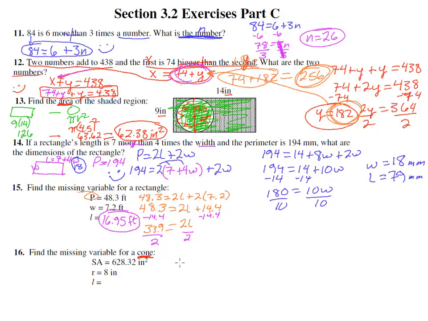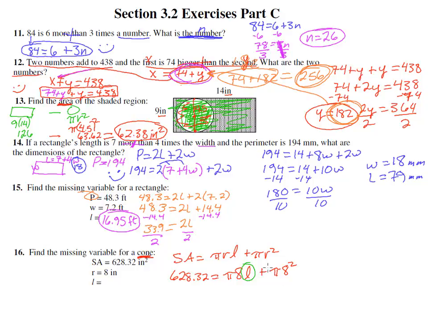So we're going to have to look up the formula for cone in the textbook. SA equals, I have pi RL plus pi r squared. Okay, so this is our formula, and we have R and SA. So SA goes in, 628.32 equals pi times 8 times L plus pi times 8 squared. And we need to find L.